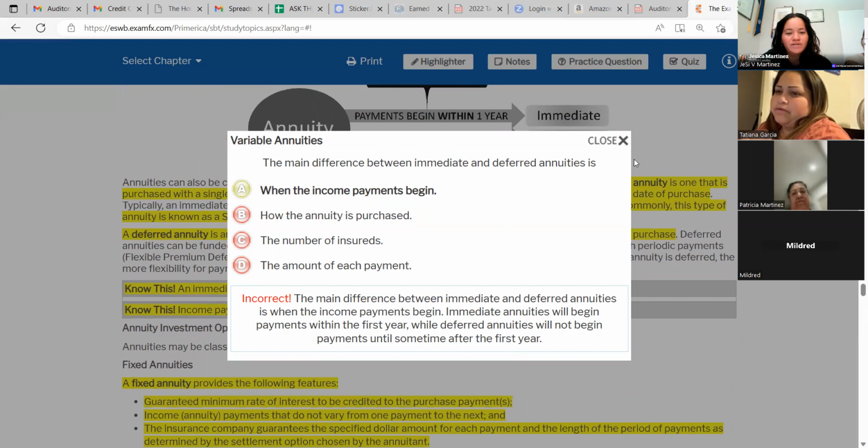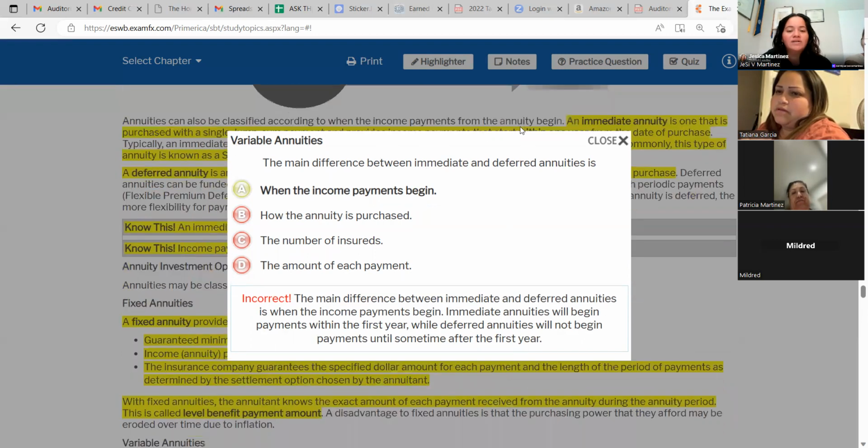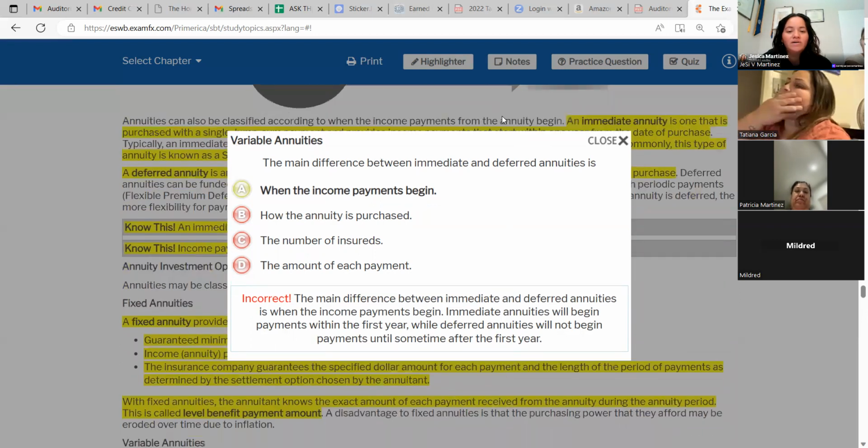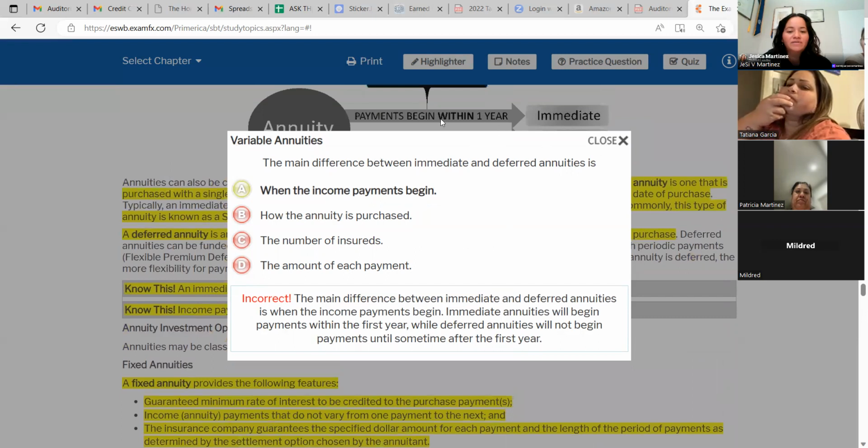Over here you see it's telling you the difference is payments begin within 1 year or payments begin after the 1 year. So the main difference between immediate and deferred annuities is when the income payments begin. Immediate annuities will begin within the first year, while deferred annuities will not begin payments until sometime after the first year.